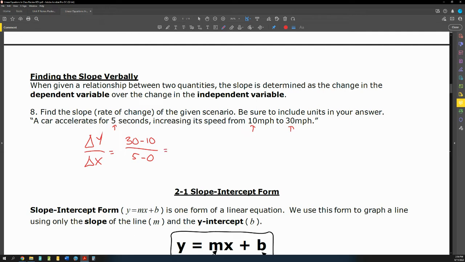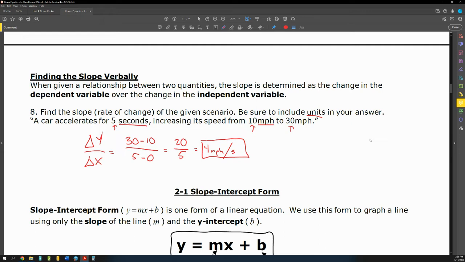Simplifying this, we have 30 minus 10 is 20 over 5 minus 0 is 5. And we can reduce further. 20 divided by 5 is 4. Let's go ahead and include units in our answer. So this is changing of 4 miles per hour per second. So that is the units of our y over the units of our x. And that's just saying that the car is accelerating every second an additional 4 miles per hour.